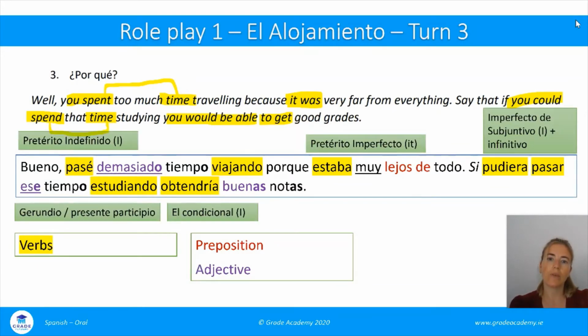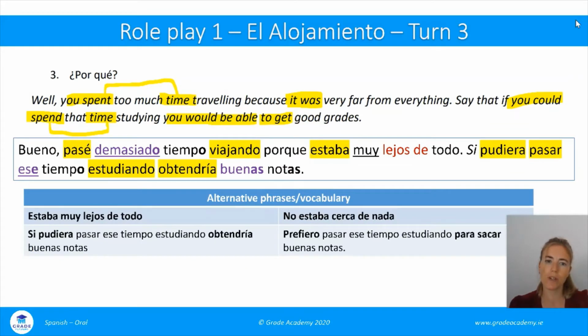And we can see all our different verbs here. So you can pause the video and look at this in your own time. But we'll keep going. It's just to help you understand where it's coming from. Some alternative phrases, estaba muy lejos de todo, could be substituted with no estaba cerca de nada. Or si pudiera pasar ese tiempo estudiando, obtendría buenas notas, could technically be substituted for prefiero pasar ese tiempo estudiando para sacar buenas notas.